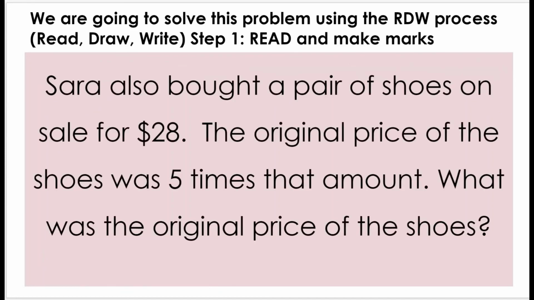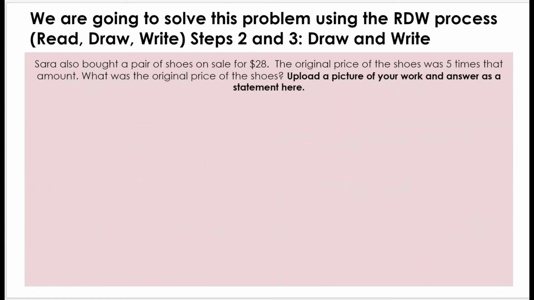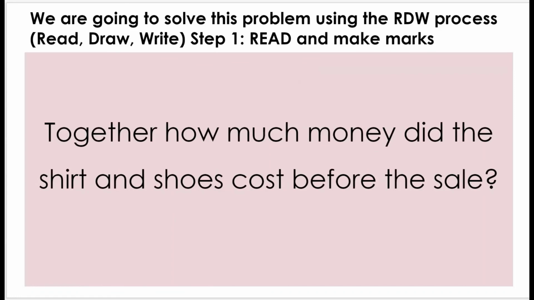The next part of the question says, Sarah also bought a pair of shoes on sale for $28. The original price of the shoes was 5 times that amount. What was the original price of the shoes? You're going to do the same process you did in the last word problem. You're going to start by reading and making marks, circling your numbers, underlining your questions, boxing your math action words, and then you're going to go on to the next slide and do the problem by drawing and writing it out. You'll do that with this last step of the word problem.